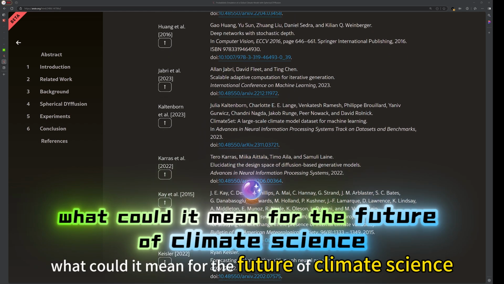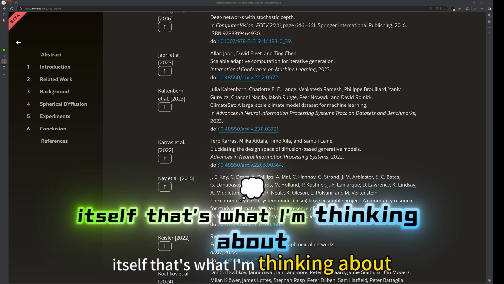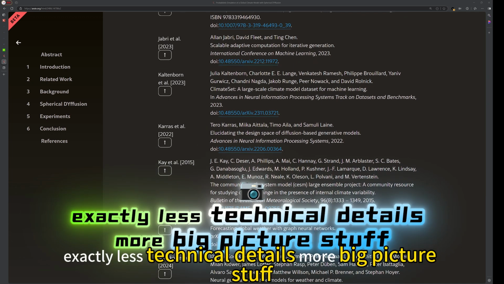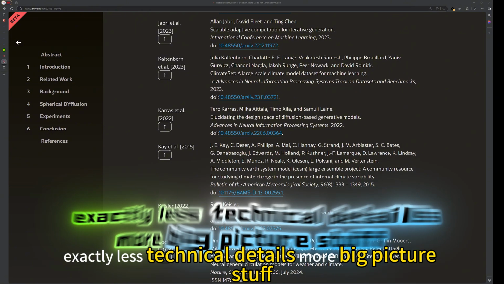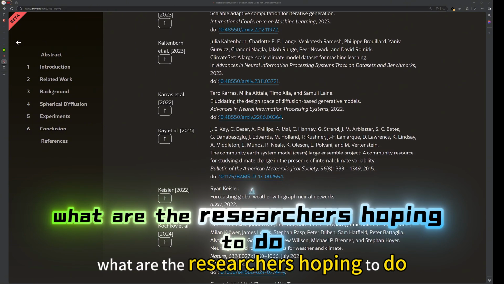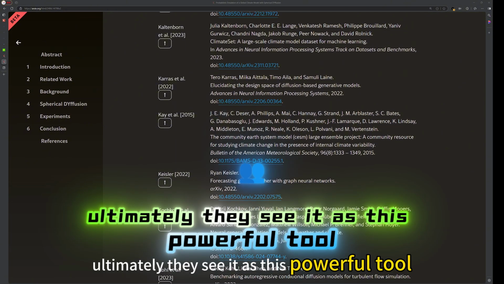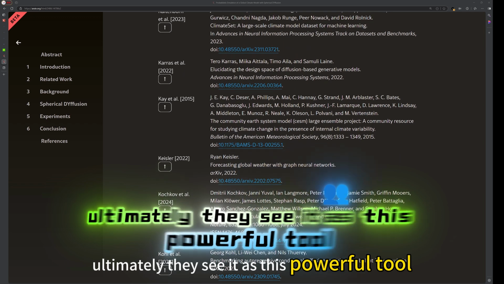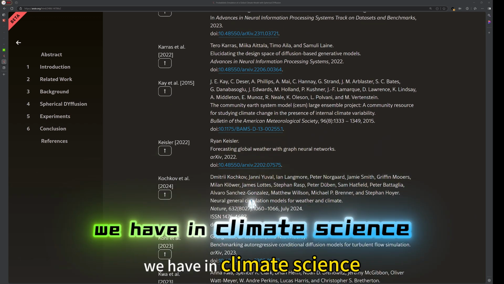What could it mean for the future of climate science itself? That's what I'm thinking about. Exactly. Less technical details, more big picture stuff. What are the researchers hoping to do with spherical DYffusion ultimately? They see it as this powerful tool for tackling some of the biggest questions we have in climate science.